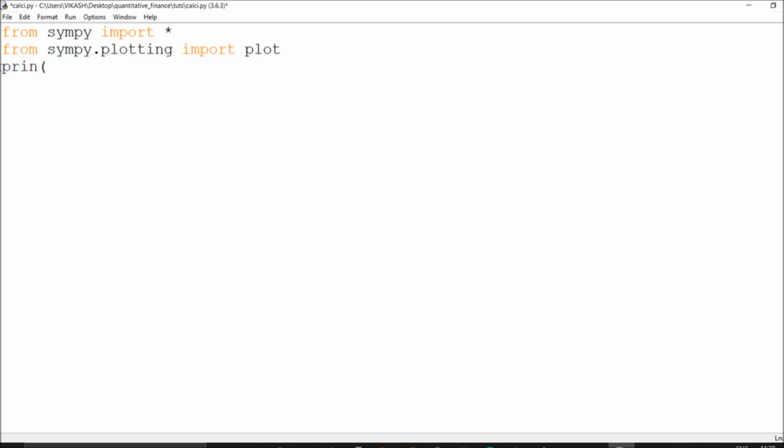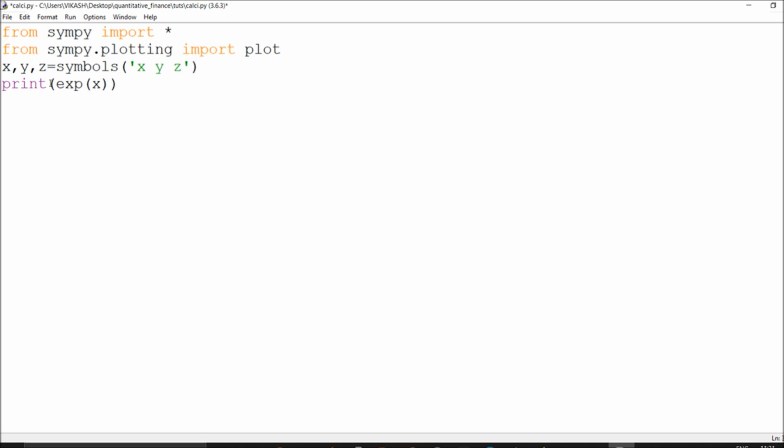If I say print e to the power x, in terms of input, if you refer to this sympy library and want to go with exponential e to the power x, this is the way you have to go. To consider symbols you have to go this way: symbols x, y and z.